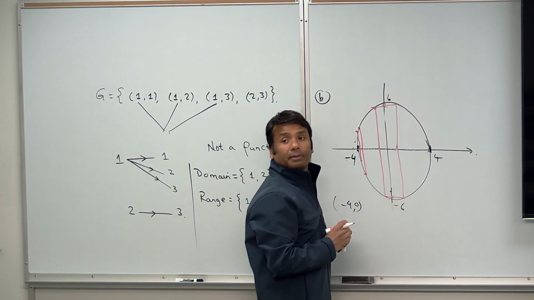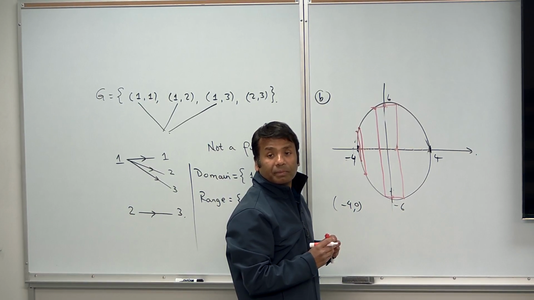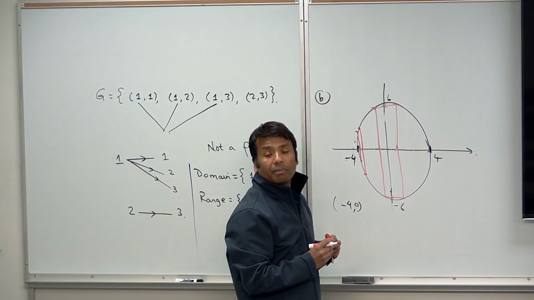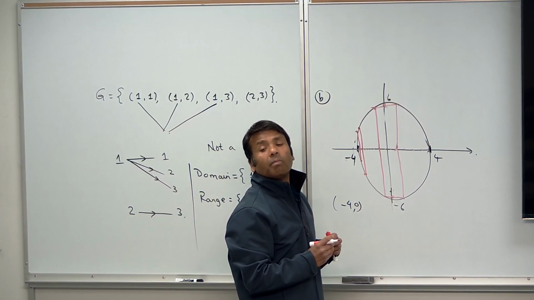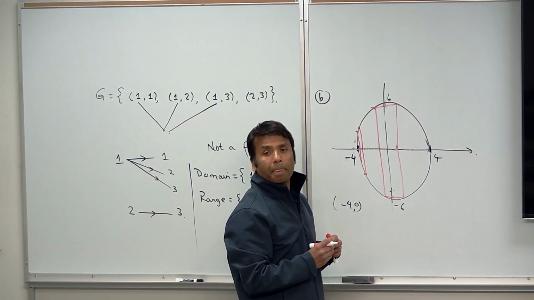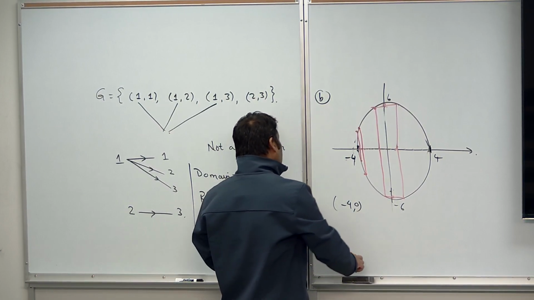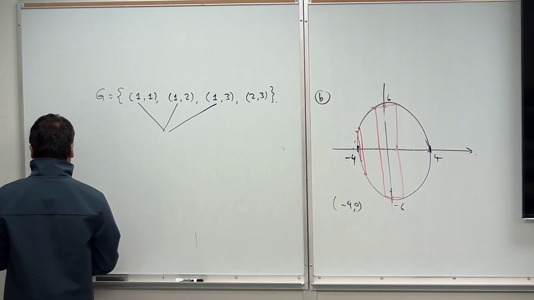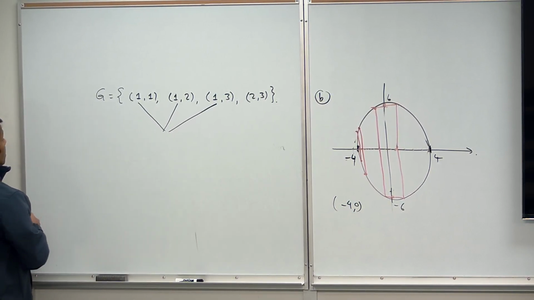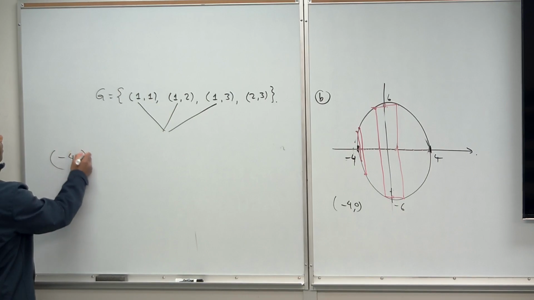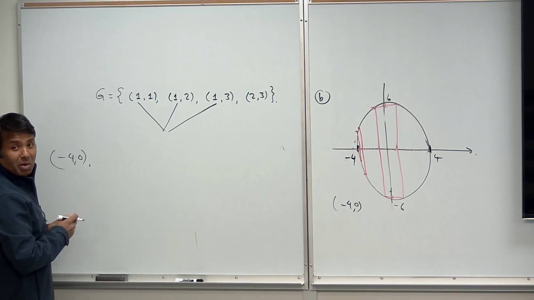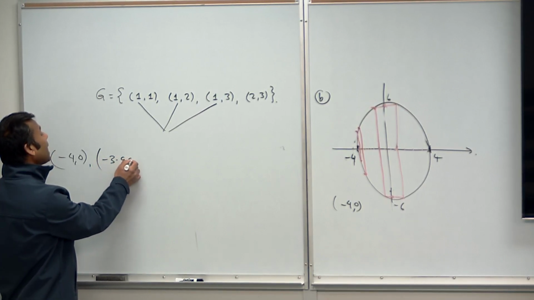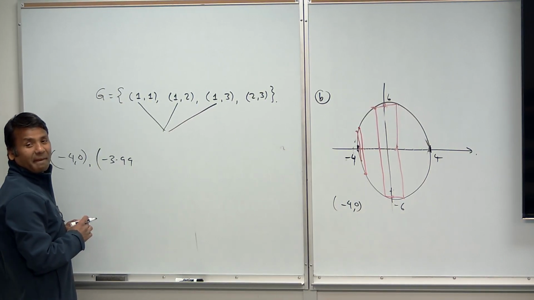If this wasn't a question we had to answer, we would write it like that: negative 4, 0, negative 3, 4, negative 3, negative 4. Do you know what I mean? But we cannot list all of them. Let's say you are right and negative 4 corresponds with 0. This is one ordered pair. But right next to negative 4, what do you have? Negative 3. What about negative 3.99? You see what I'm talking about?